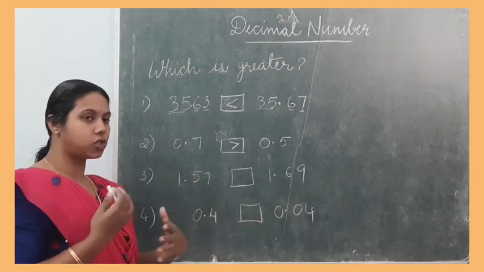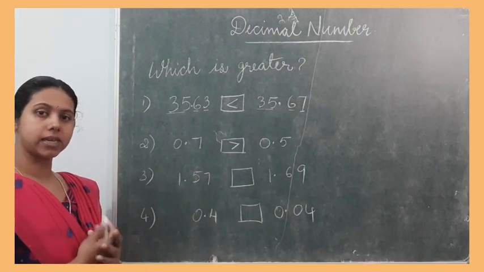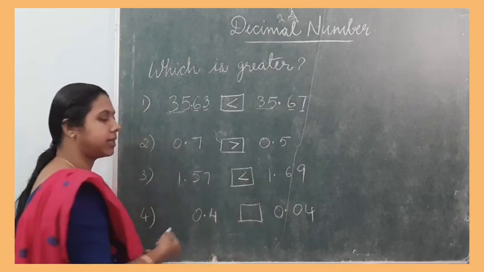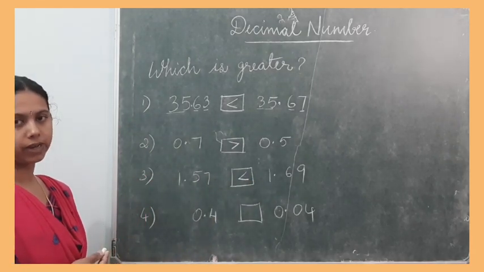5 or 6, which is greater? 6 is greater. So we can say that 1.69 is greater than 1.57.